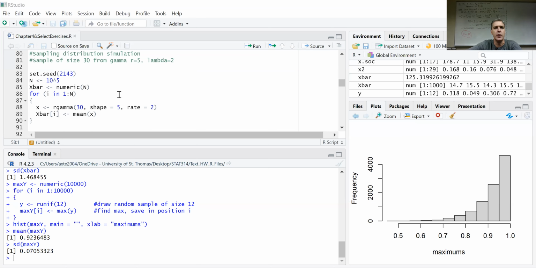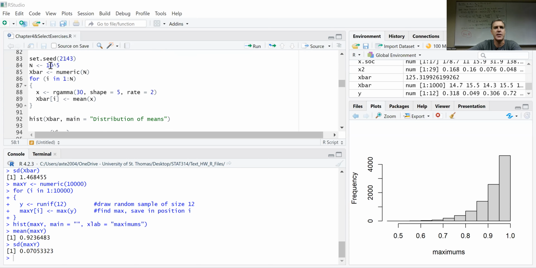What we're going to do, the gist of it, is I'm going to set the seed, which just starts the random number generator somewhere. I'm going to define capital N to be 10 to the 5th, so I'm going to be sampling 10 to the 5th times. I'm going to create a vector with that many entries in it, call it x bar, and then I'm going to run a simulation or a loop. So lines 86 through 90, here's what I'm doing. For each i between 1 and N, I'm going to do this process.